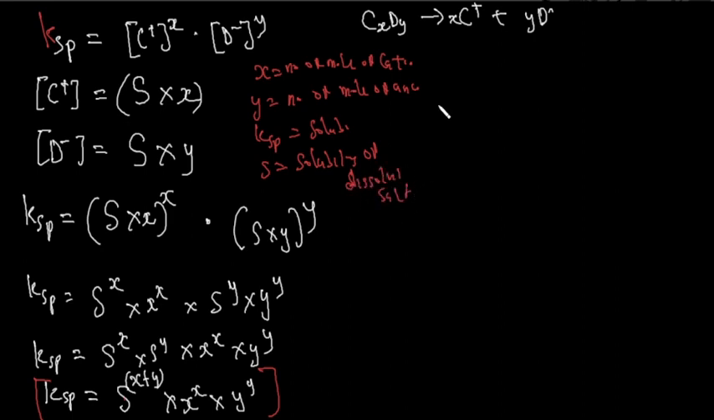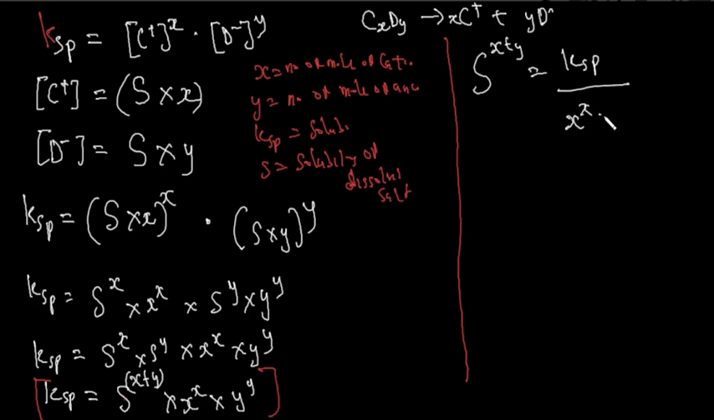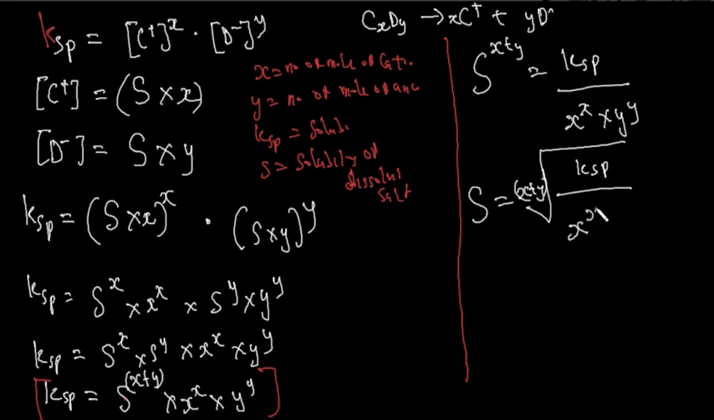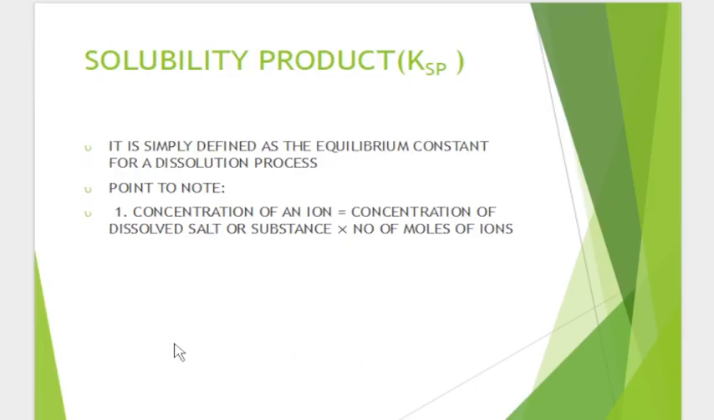Having said this, we will now get to a final relation. If I want to find solubility when I'm given solubility product, I simply make it the subject of the formula. From this formula, making solubility the subject, we will have S raised to power x plus y is equal to Ksp divided by x raised to power x times y raised to power y. Hence, the solubility is going to be the (x plus y)th root of Ksp divided by x raised to power x times y raised to power y. So we now have our new formulas and we're going to solve some questions. Let's try out these questions to help us understand this.